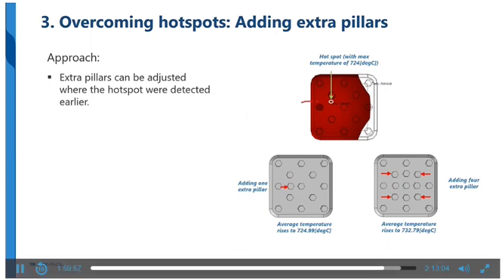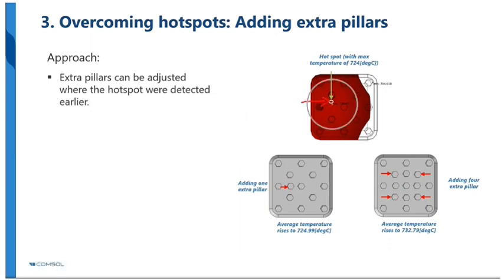So I know that my hotspot is somewhere over here. So how about having an extra pillar over here or having an extra pillar over here? But after doing that, what I have seen is that the average temperature actually increases.